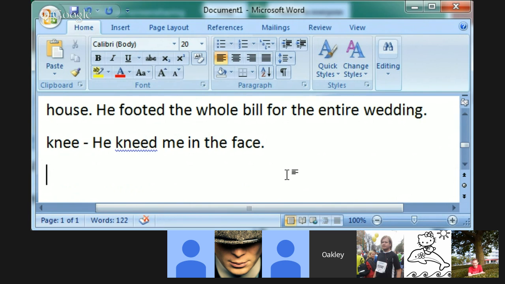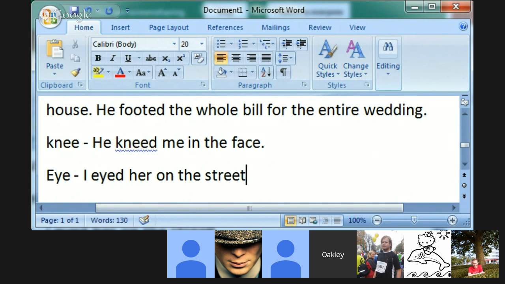Okay. Keiko, part of the body, any part of the body? Eye. Eye, captain. Okay. Can you use it as a verb? I eyed her on the street. Okay. Or along the street. Well, on the street is okay.